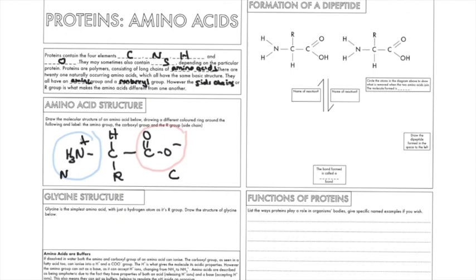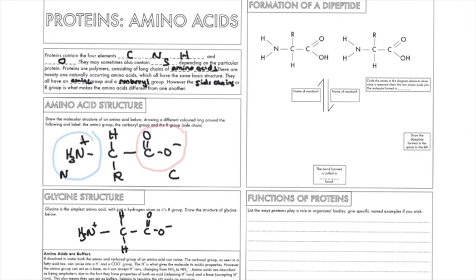That's fine. And it says glycine is the simplest amino acid with just a hydrogen atom as its R group. Draw the structure of glycine. So this is NH3+, this is your C alpha, and that's your COO-, and H, and then the R group is H.